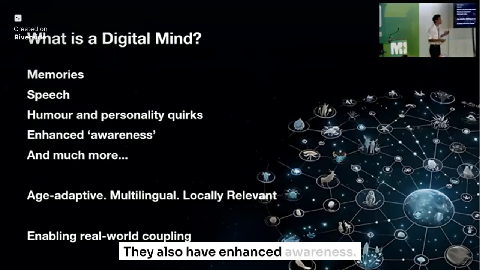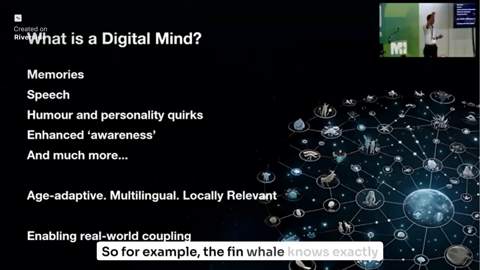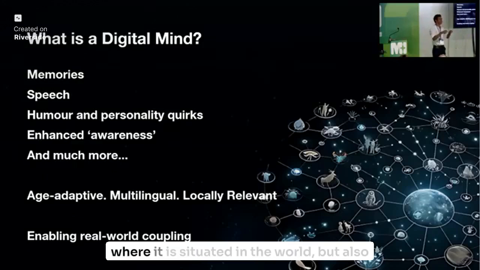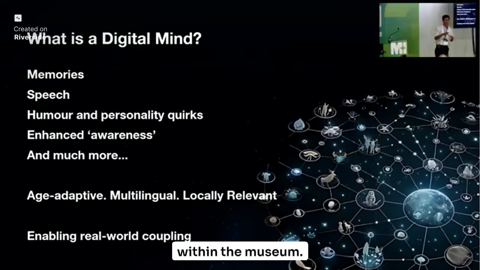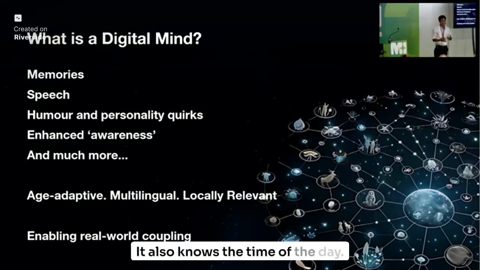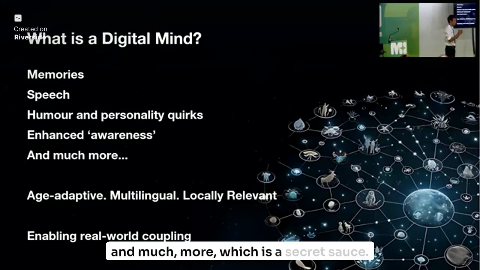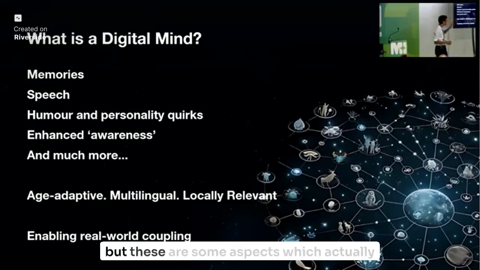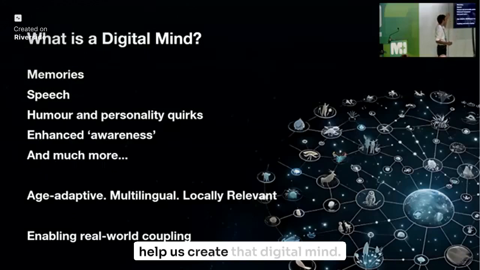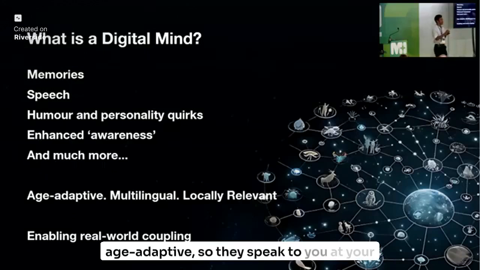They also have enhanced awareness. So for example, the fin whale knows exactly where it is situated in the world, but also within the museum. It knows what the other specimens around it are. It also knows the time of the day. So it has enhanced awareness and much, much more, which is a secret sauce. We don't want to give away too much of it, but these are some aspects which actually help us create that digital mind. Additionally, all of our perspectives are age adaptive, so they speak to you at your level.